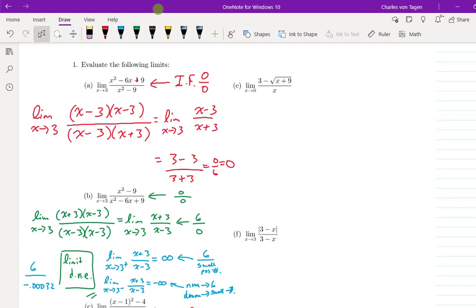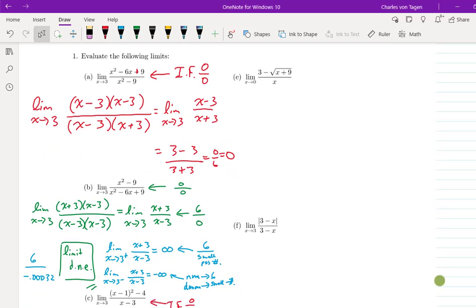Okay, I'll have you guys try E on your own. Yeah, so it's going to be negative x, negative 9 plus 9, so it's going to be negative x over x, and x, the negative 1. And then you got negative 1 over 3 plus the square root.